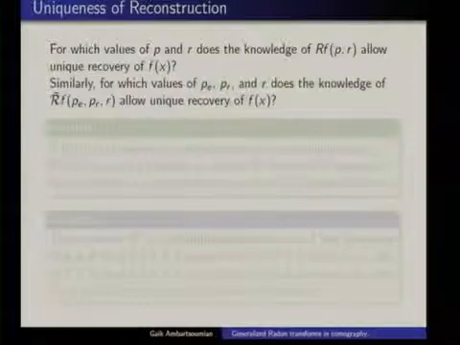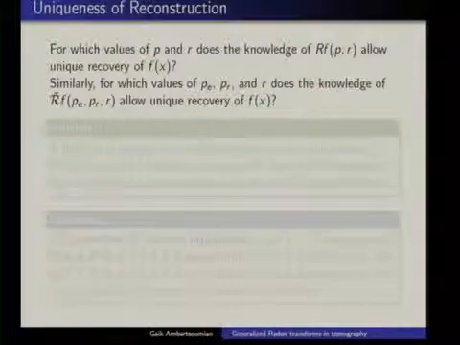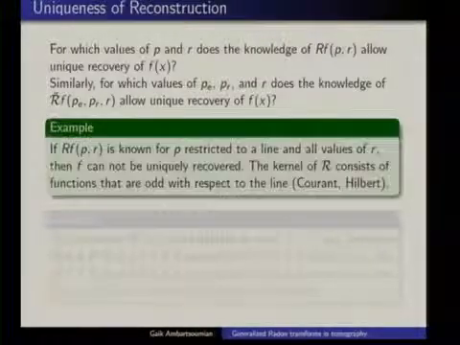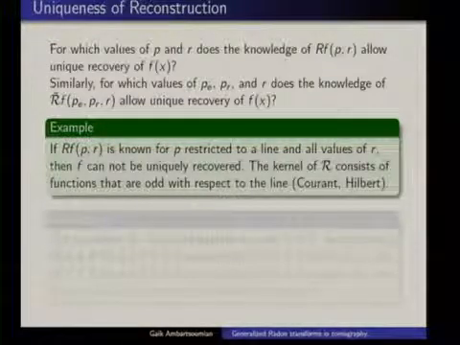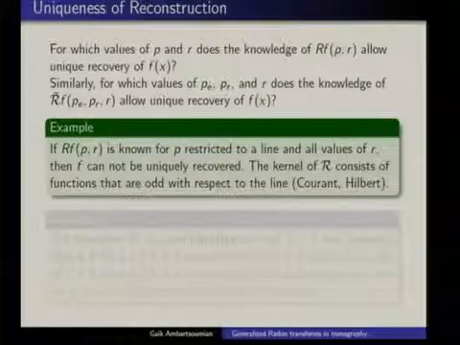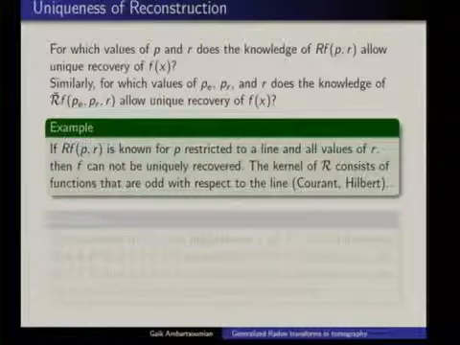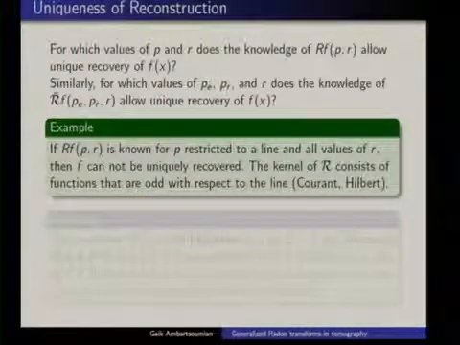Okay, so for which values of the centers and radii does the knowledge of the Radon transform allow the recovery of F? And simultaneously, I will be talking also about the elliptic transform: for which values of the locations of the foci, E stands for the emitter, R stands for the receiver, does the knowledge of the elliptic Radon transform allow unique reconstruction of F? And this is the example that we talked about, that the line is not good, and the kernel consists of only odd functions. In fact, that result is in the classical math physics book of Courant and Hilbert. It has been known for a long time.